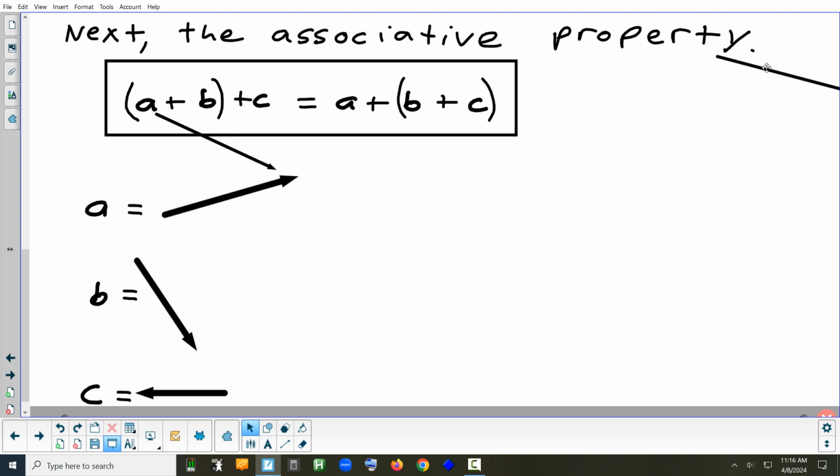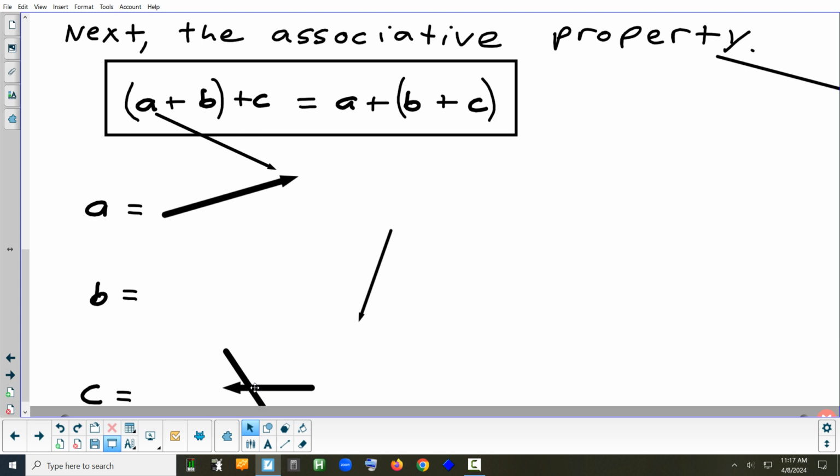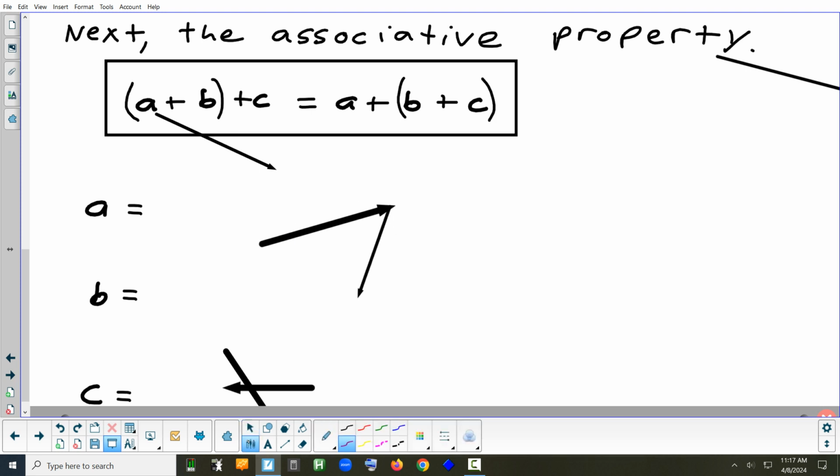Let's do b plus c. So here's b plus c. Let's put that there and connect that. Now I'm done with those. Now take a and put b plus c on the end of it. Here's a. Let's put b plus c on the end of it. Draw your arrow, and let's compare it to what we just did.